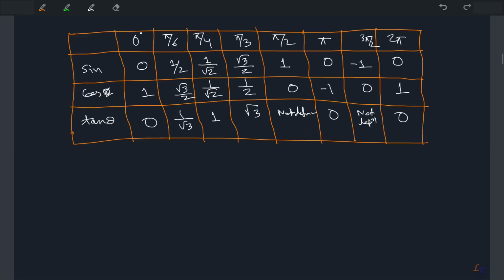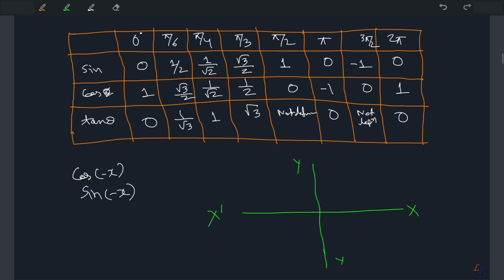Now moving further, let's say you want to calculate what would be the value of cos of minus x, or let's say you want to know the value of sine of minus x. So let's again come back to our geometry, which makes it much easier to remember and find the value. So this is X, this is X dash, this is Y, this is Y dash.